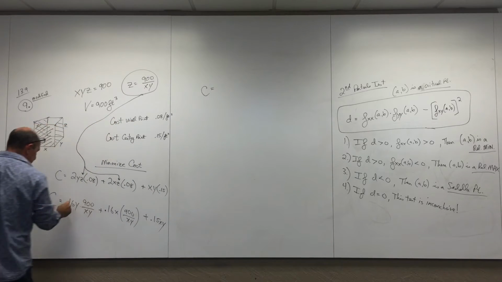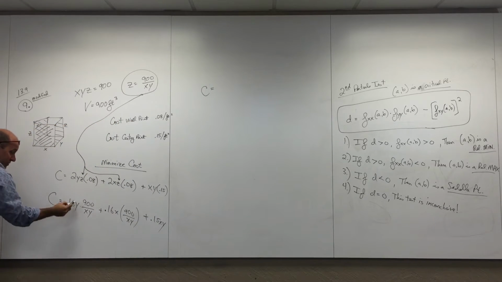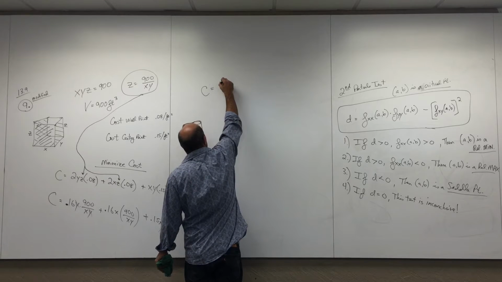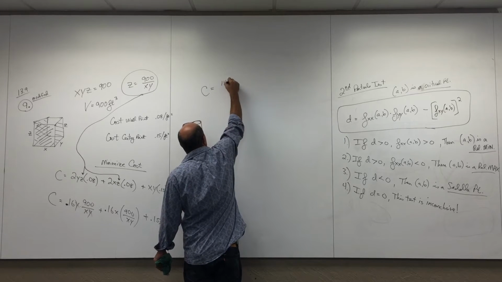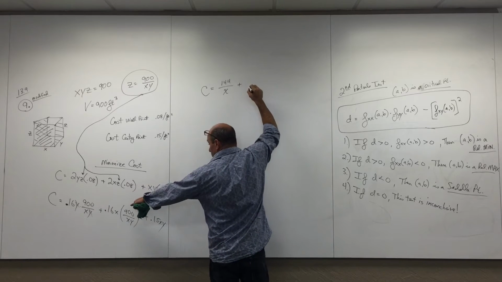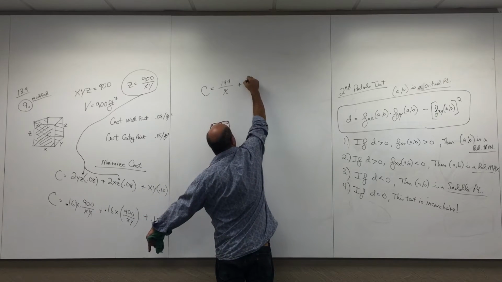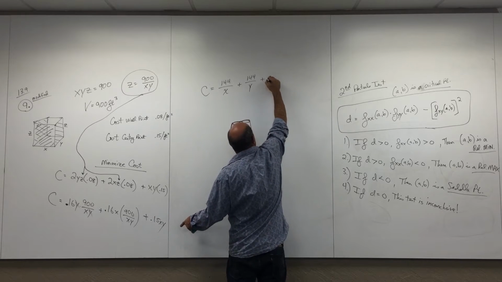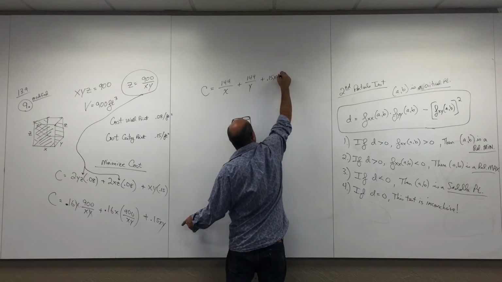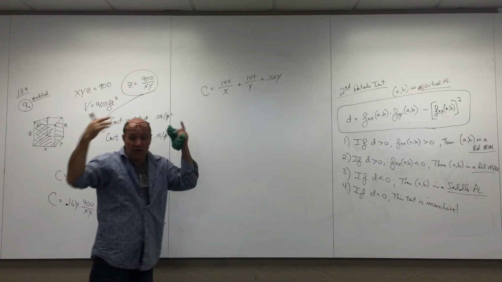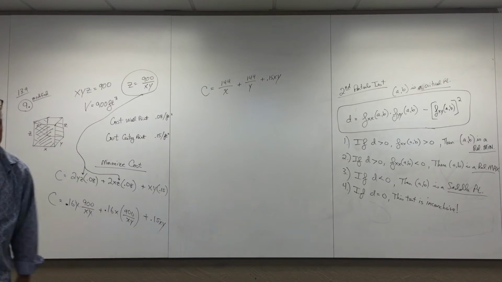What's 0.16 times that 900? Oh, and by the way, the y's cancel. 0.16 times 900 is 144. So 144 over x. The next one is going to be 144 over y. And then finally, this is 0.15xy. Look what I got: a cost function with just the two variables x and y.